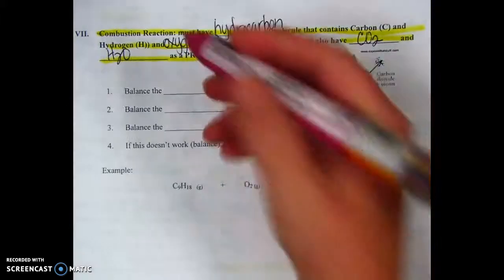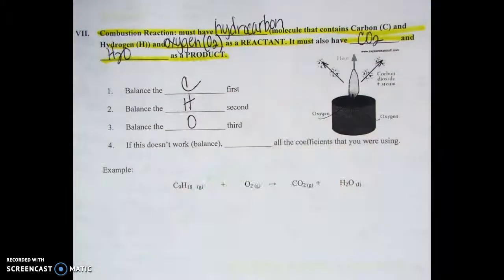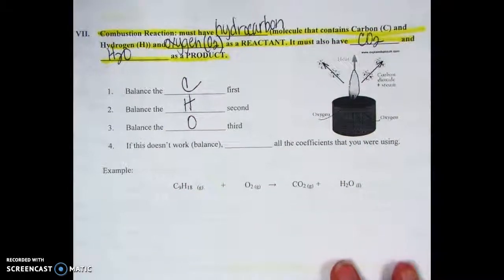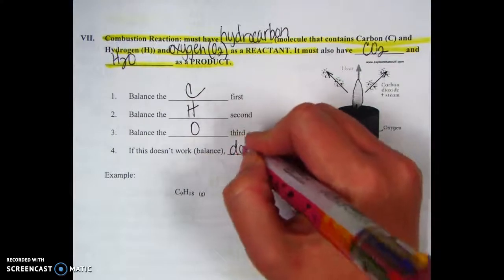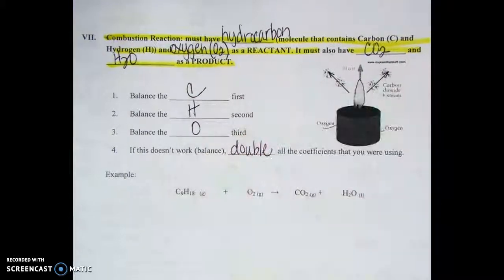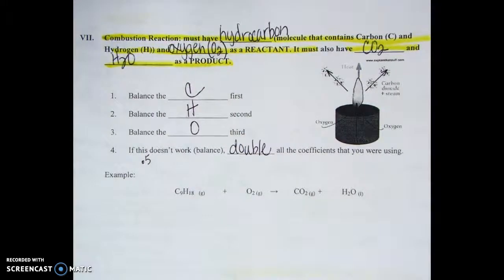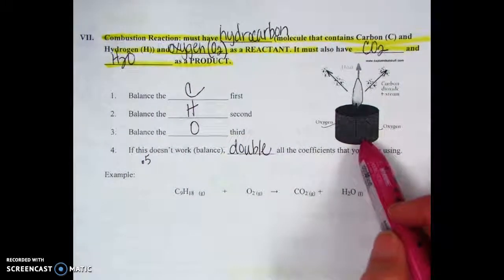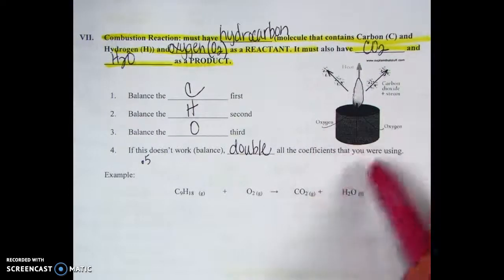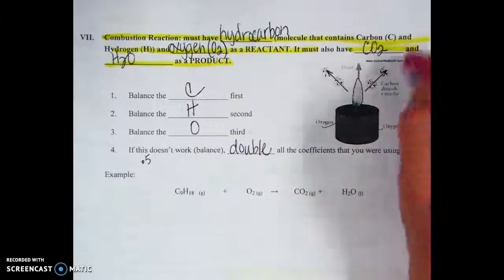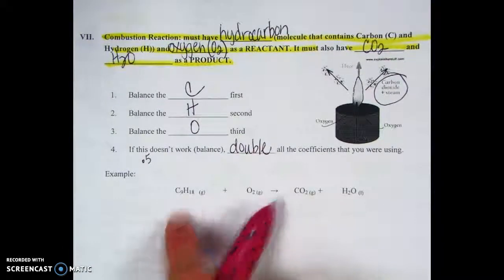We're first going to balance the carbon, then the hydrogen, and last but not least, the oxygen. If it doesn't work, then we're going to double all of the coefficients. So, for instance, if we get a decimal. All right, and this flame will help you understand combustion. The flame takes in oxygen and releases carbon dioxide and steam right there. So let's start by balancing this guy.